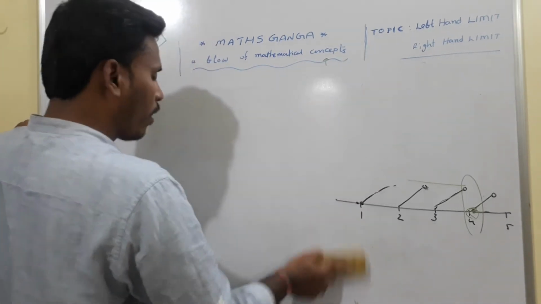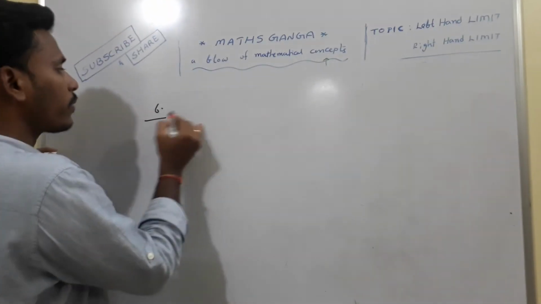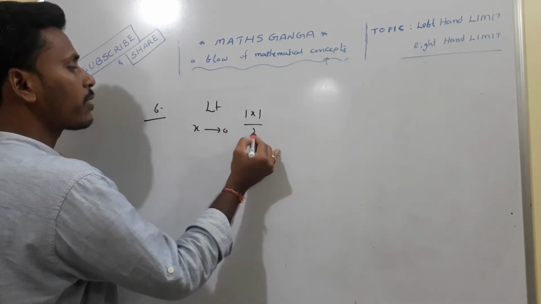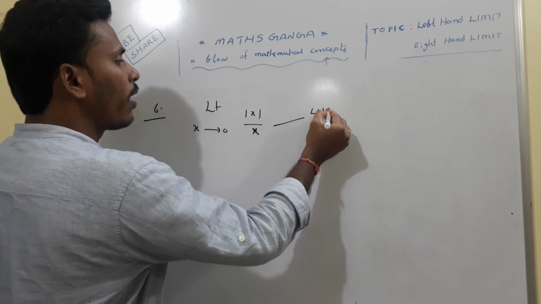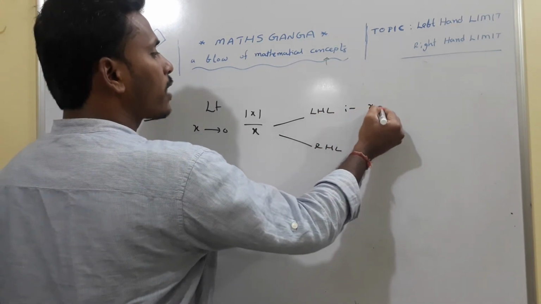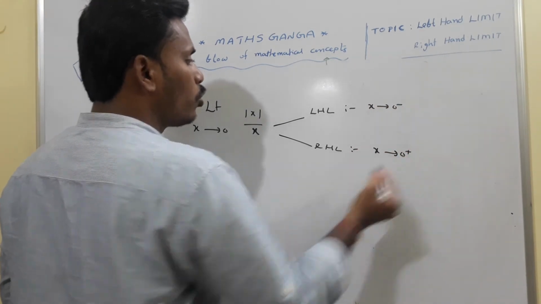Now I will give you one more. For example, the sixth one: limit x tends to 0 of mod x by x. To discuss its limit value, again we need to concentrate on the left hand limit and right hand limit. For the left hand limit, x tends to 0 minus. For the right hand limit, x tends to 0 plus.